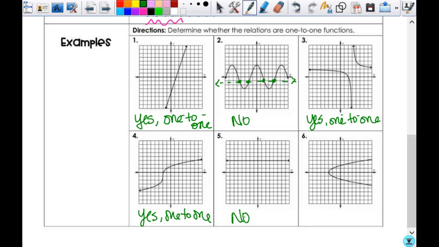Okay, so does this pass the vertical line test? No. Okay. Would it pass the horizontal line test? Yes, but the answer is no, because it's not even a function to begin with. Okay.